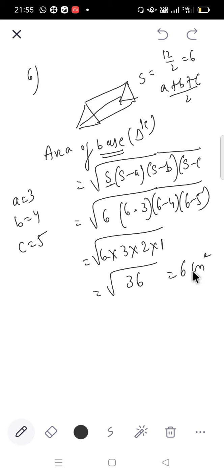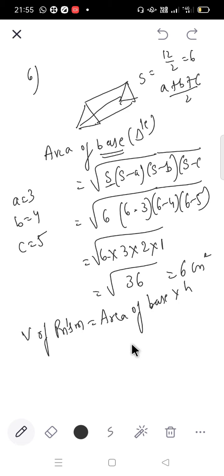This is not area of the prism or volume of the prism, children. Still problem is there. After that, what we need to find out? Volume of the prism. What is volume of the prism? Area of the base into height. What is area of the base? 6. And height, in the problem they have given height of the prism is nothing but 10. So what is volume of the prism? 60 centimeter cube is your answer.